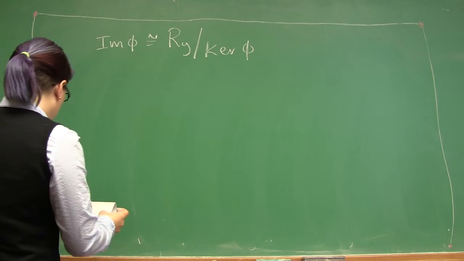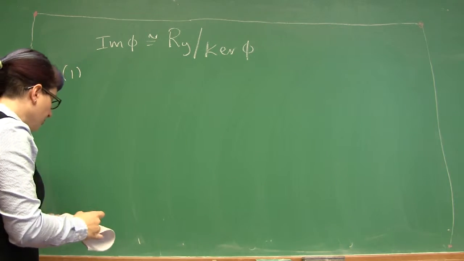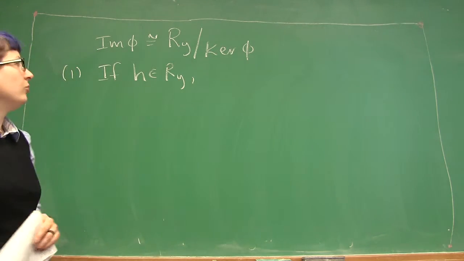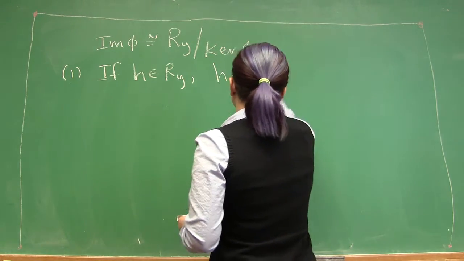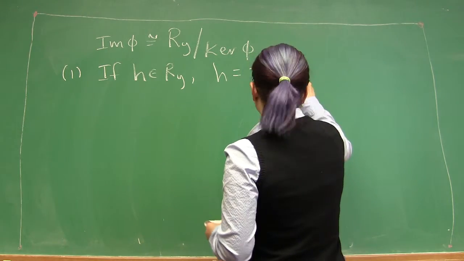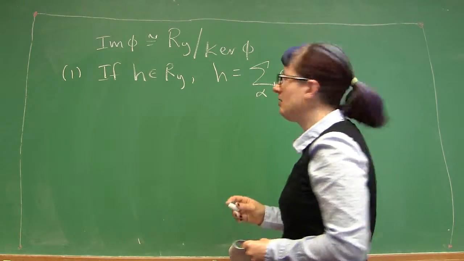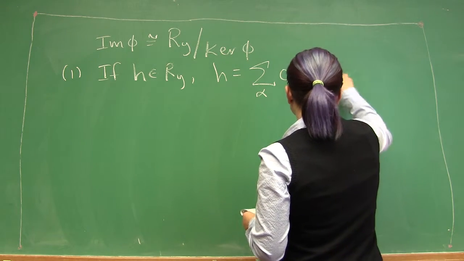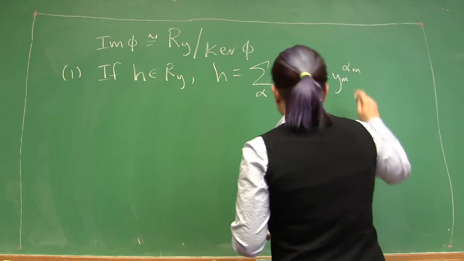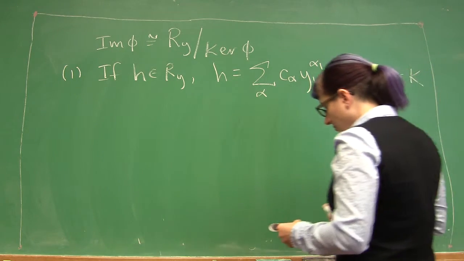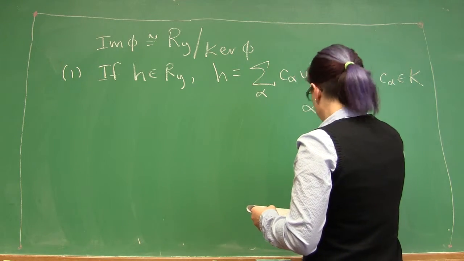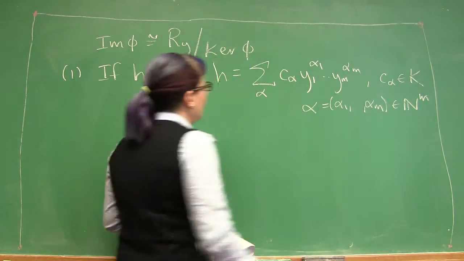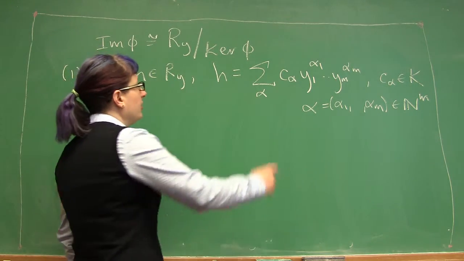A couple more observations. One, if we take some h in R_y, then we know that h looks like some sum with coefficients, say c sub alpha over an indexing set alpha, where our variables are all y variables, and only finitely many of the c alphas are non-zero.